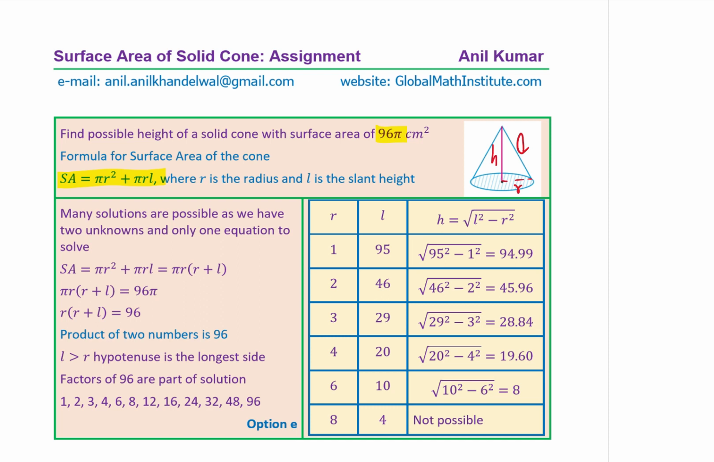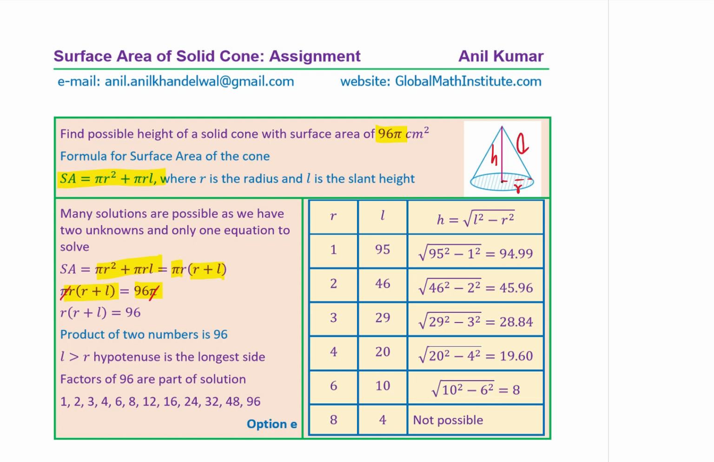So let's start with factoring the equation given to us. It is pi r square plus pi r L. We can take pi r common. So we get pi r and within brackets r plus L. Now this is equal to 96 pi. And so we can now cancel pi from both the sides. And we get our equation r times r plus L equals 96.